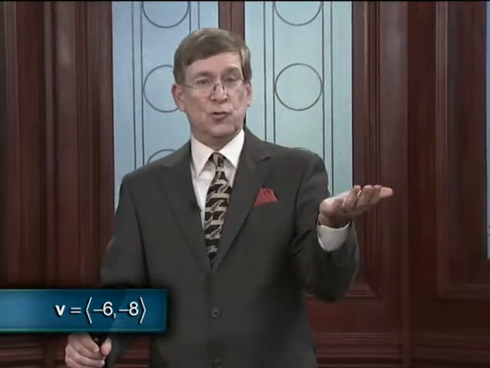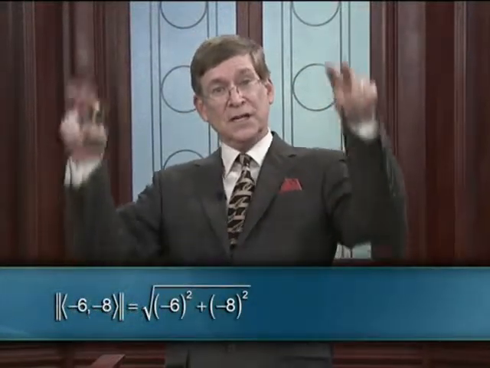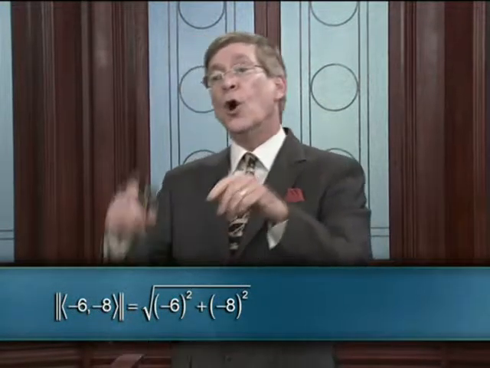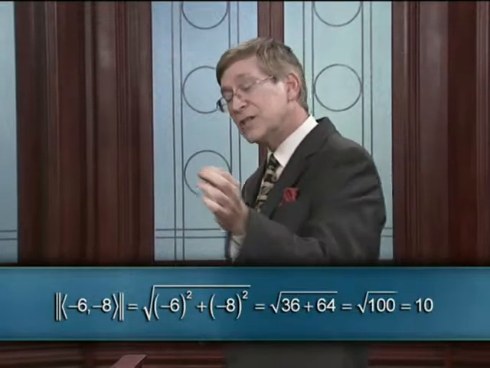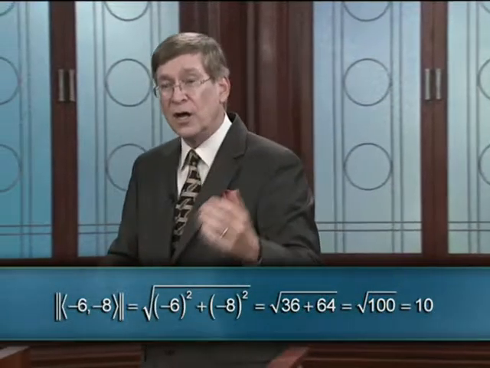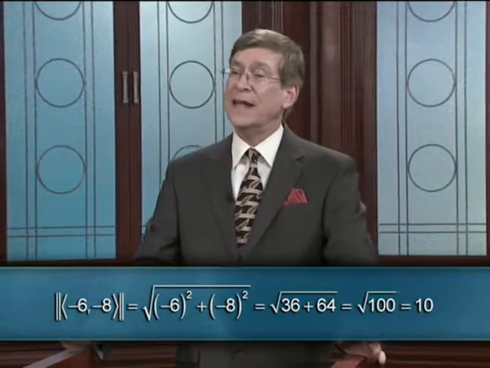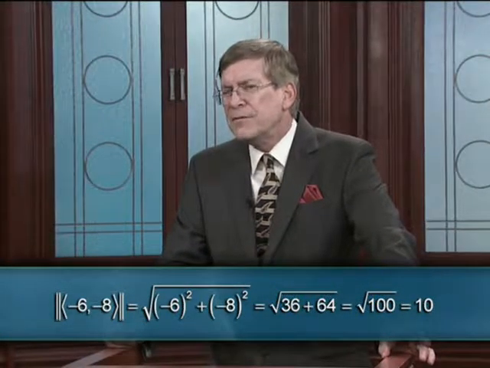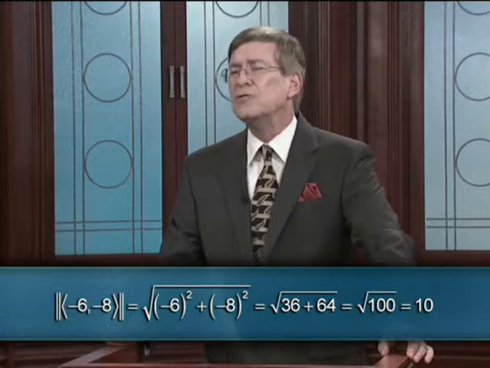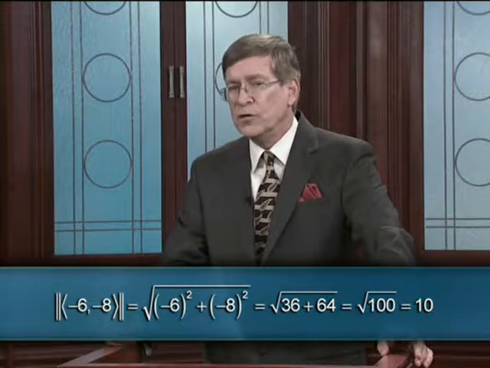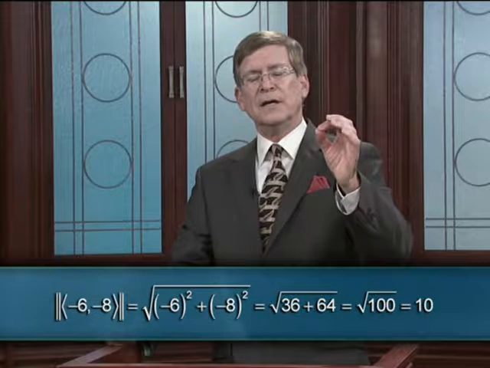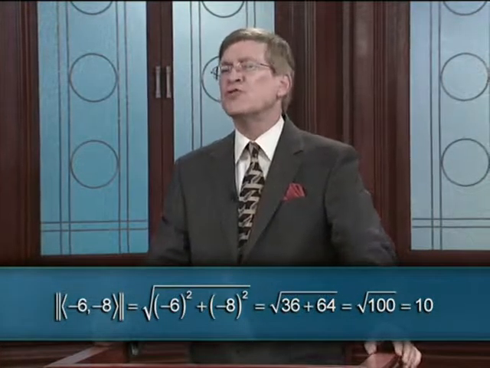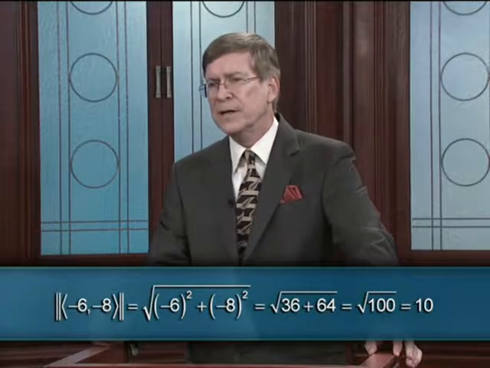In fact, what is the length of that vector? Well, let's do the usual trick. Its magnitude, its length, is minus 6 squared plus minus 8 squared, all square rooted, 36 plus 64, square root of 100, or 10. So that vector is length 10. Now, can you think of a vector in the same direction as the original vector, but having not length 10, but length 1? I want to shrink it down to length 1. How could I do that?